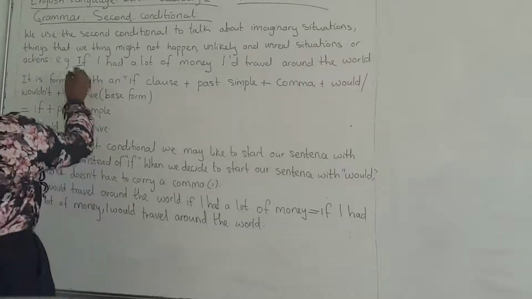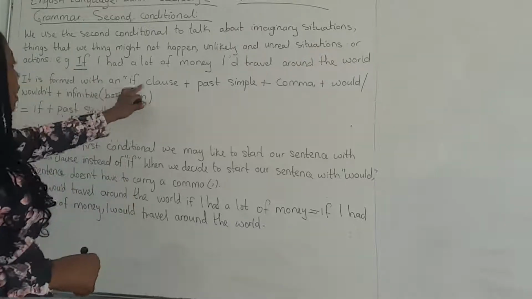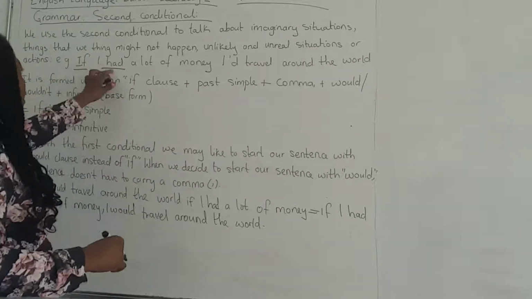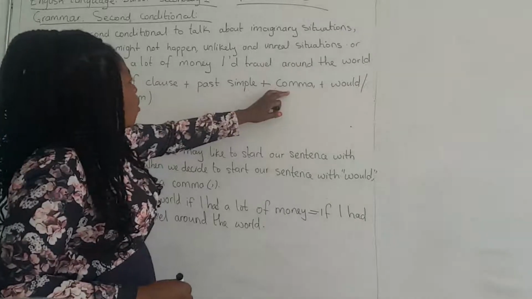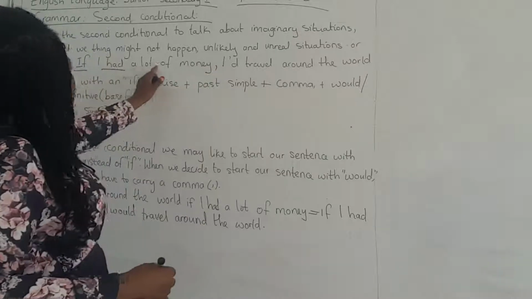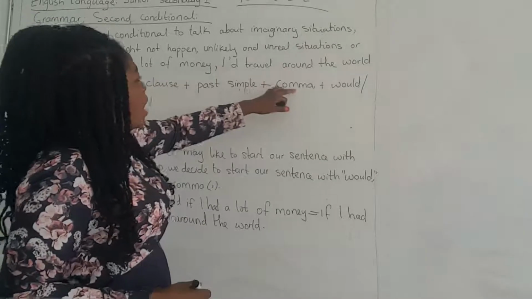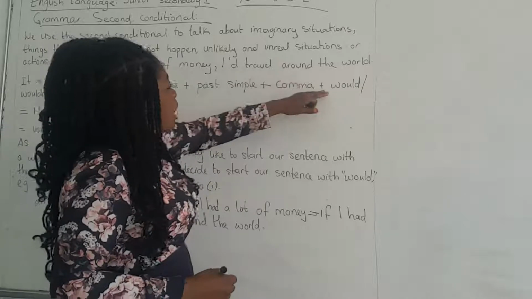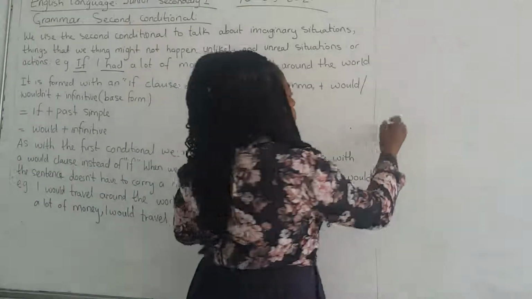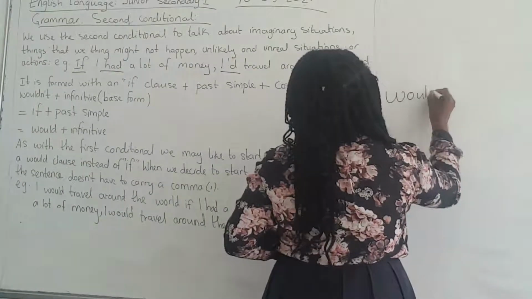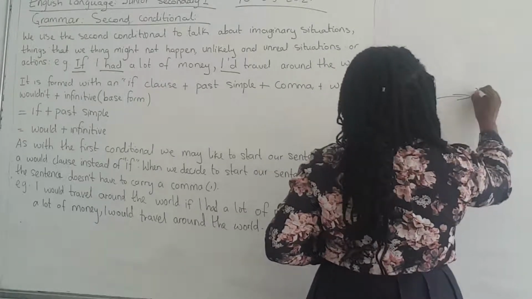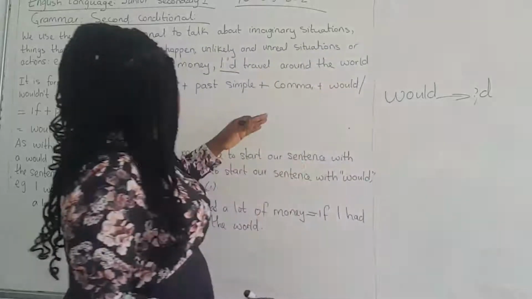I'm going to explain this exemplary sentence. We use if plus what? We say if plus past simple. Past simple of the verb to have is had plus a comma. If I had a lot of money, comma, I'd travel. We use would. We write would in the short form, apostrophe d. And wouldn't in the short form, apostrophe t.